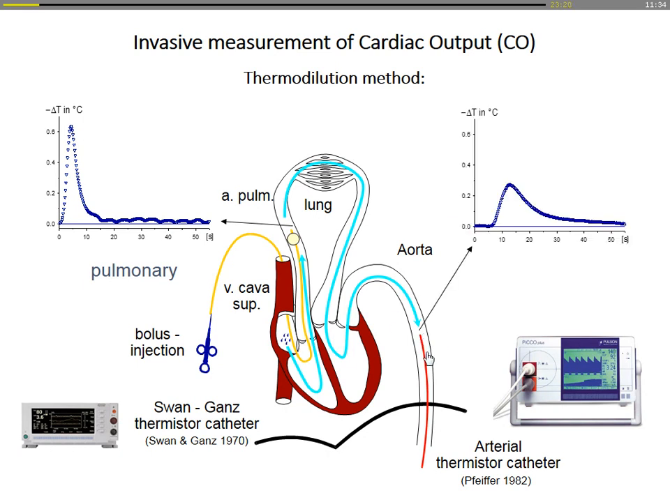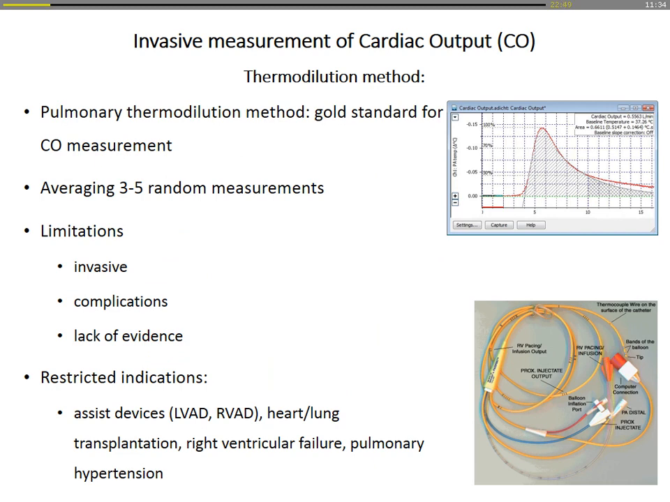Or with the transpulmonary technique, you measure at this point in the big artery, and you get a signal like this. So it's a little bit damped. You don't see the respirations, but the area of the curve is representative of the cardiac output, and this is the same for both methods. And you can calculate the cardiac output by dividing the mass, so the amount of cold you injected, by the area under the curve. And this way you can calculate cardiac output.